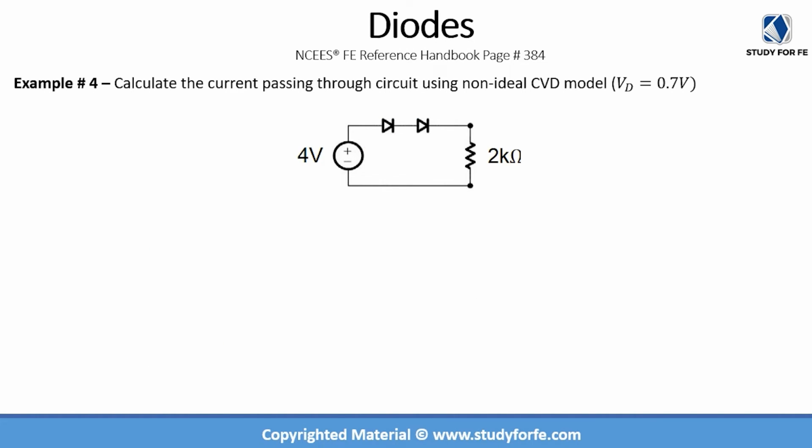Example number 4, we are being asked to calculate the current passing through this circuit using the non-ideal CVD model, and in this case I have 2 diodes in series. So what happens when we have 2 diodes in series?